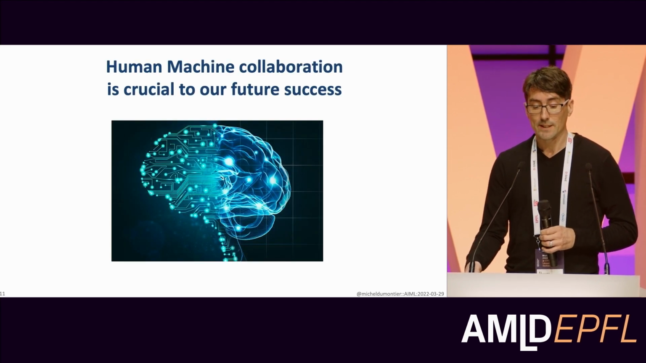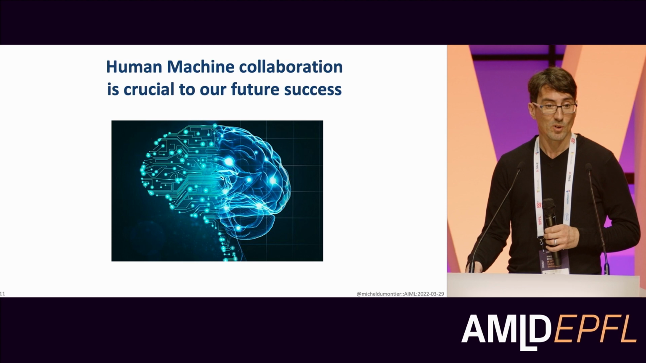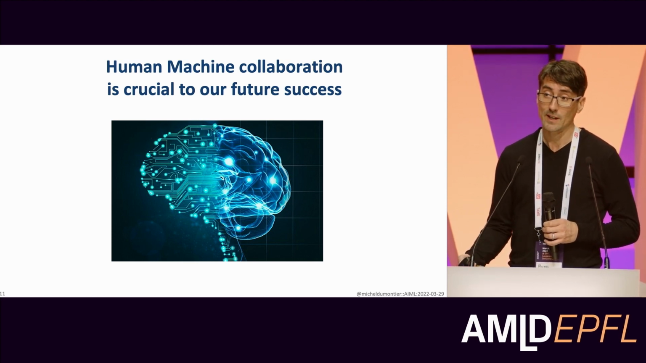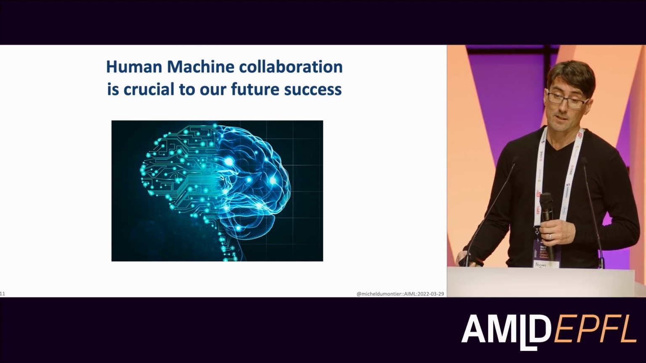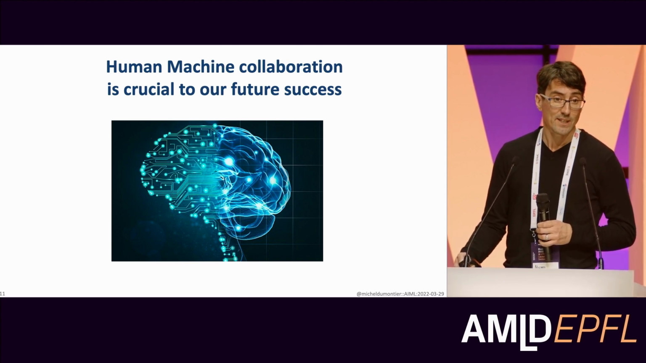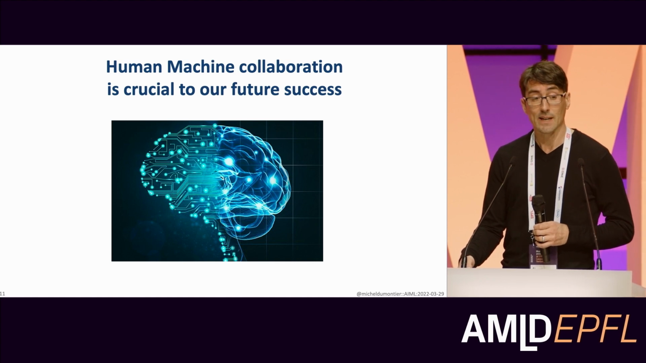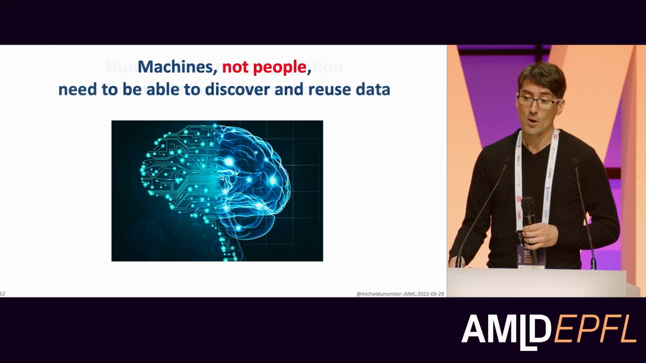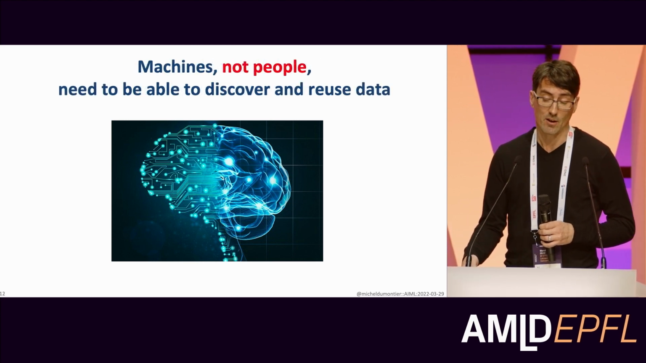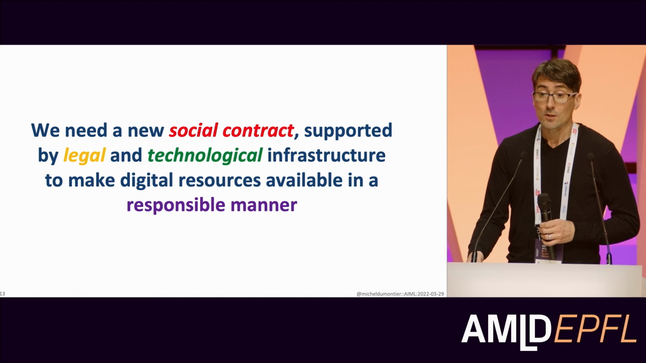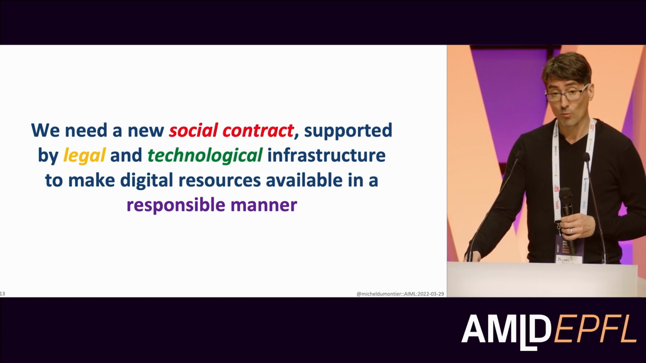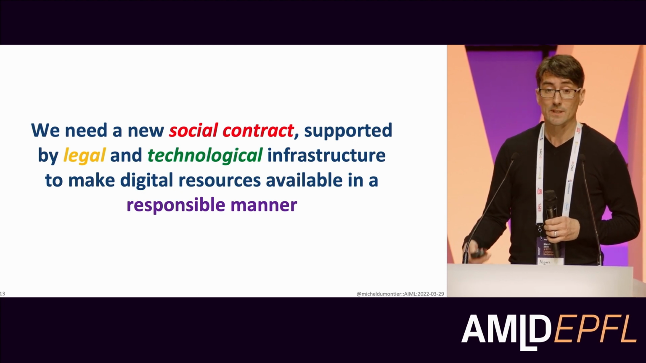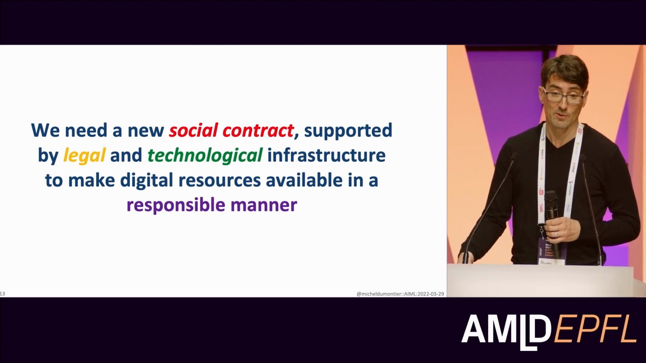It's also increasingly obvious that we can't just rely on people producing content for other people, but in fact our work as data scientists is dependent on the ability of our machines to access this content and to make sense of it. And so this means that the content that we produce really needs to be made for machines and not for people. So we need a new social contract, one that's supported by legal and technological infrastructure to make digital resources, to make research data assets available in a responsible manner.